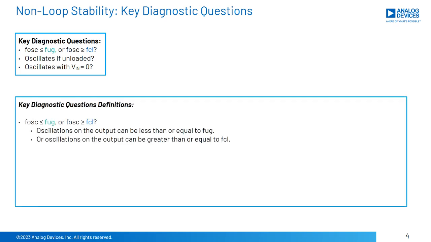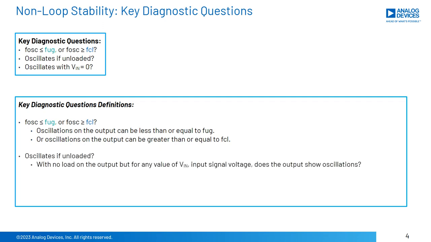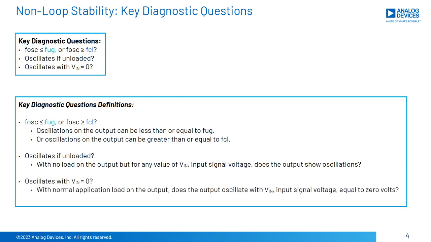FOSC less than or equal to FUG, or FOSC greater than or equal to FCL, means oscillations on the output can be less than or equal to the unity gain frequency, FUG, or oscillations on the output can be greater than or equal to the closed-loop frequency, FCL. Oscillates if unloaded means with no load on the output but for any value of the input signal voltage, Vin, does the output show oscillations? Oscillates with Vin equals 0 means with normal application load on the output, does the output oscillate when the input signal voltage, Vin, is equal to 0 volts?